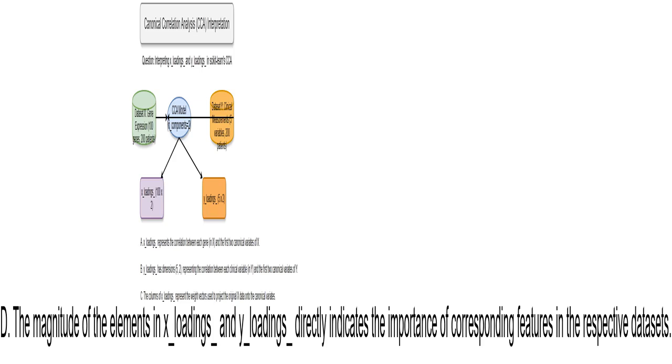This statement is false. The magnitude of a loading only tells us relative importance within a canonical variate. A large value in one variate might be less significant overall than a smaller value in another variate that has a much stronger correlation between the datasets. It's all relative.